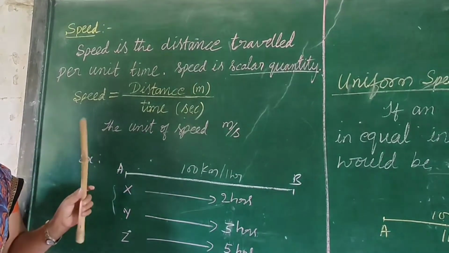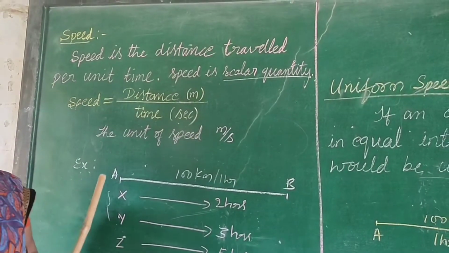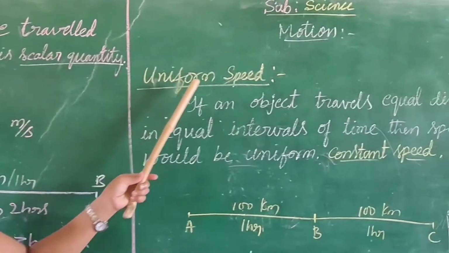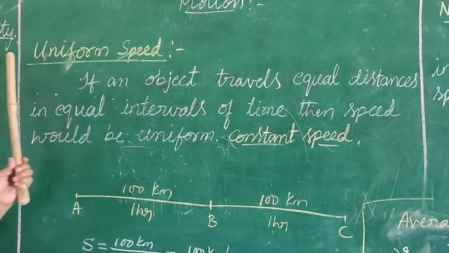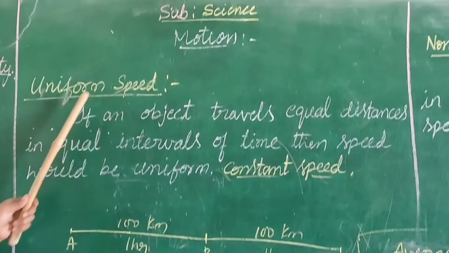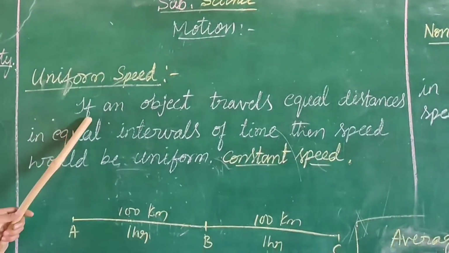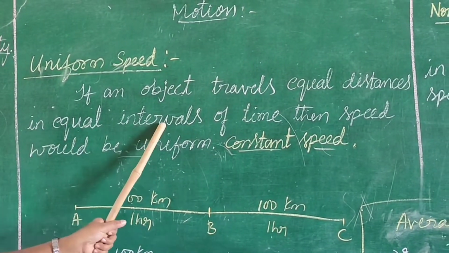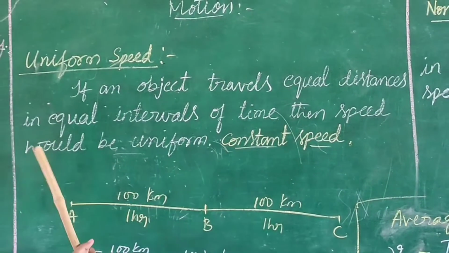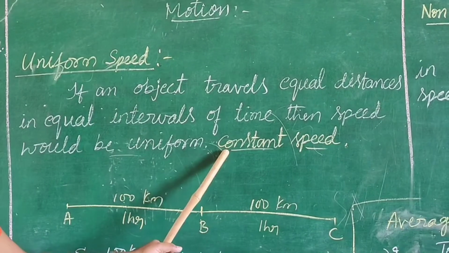Next I will go through the next concept, that is uniform speed. What does uniform speed mean? I will read this definition. If an object travels equal distance in equal intervals of time, then the speed would be uniform.